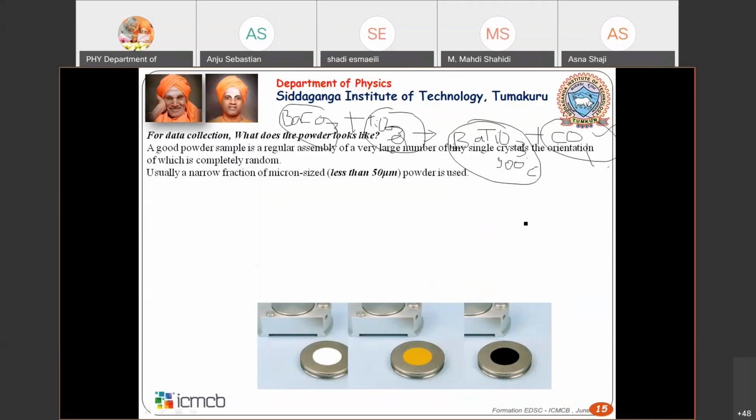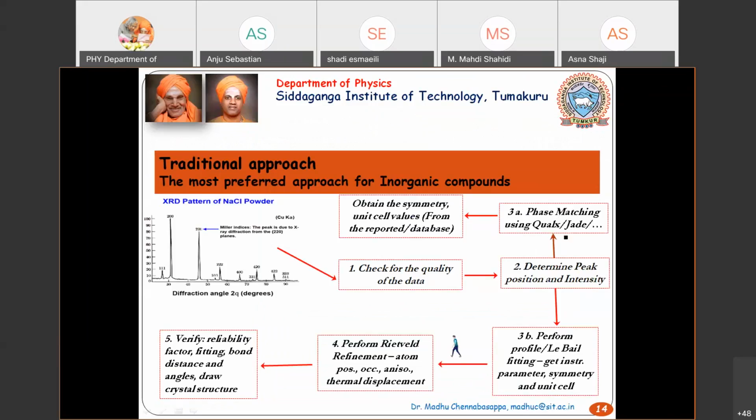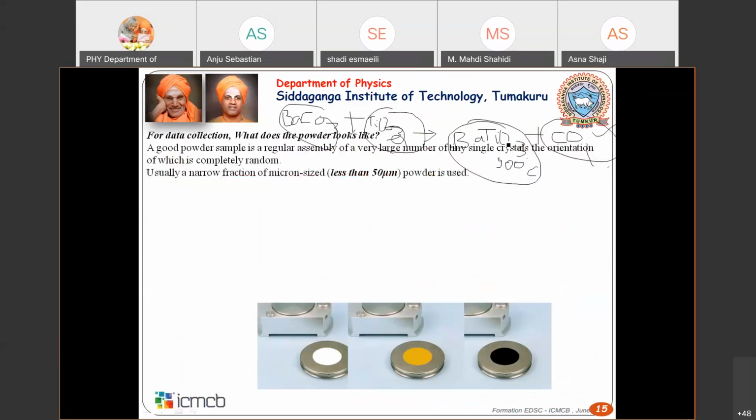So what you normally do is you take a very quick scan, like a 20-minute or 30-minute scan, and then you can do this profile matching. Then you can see whether it has really formed the barium titanate, or whether there is any TiO2 along with that.